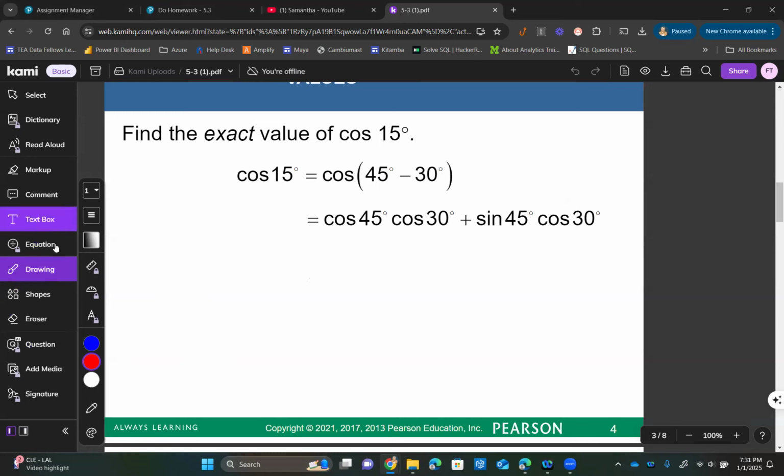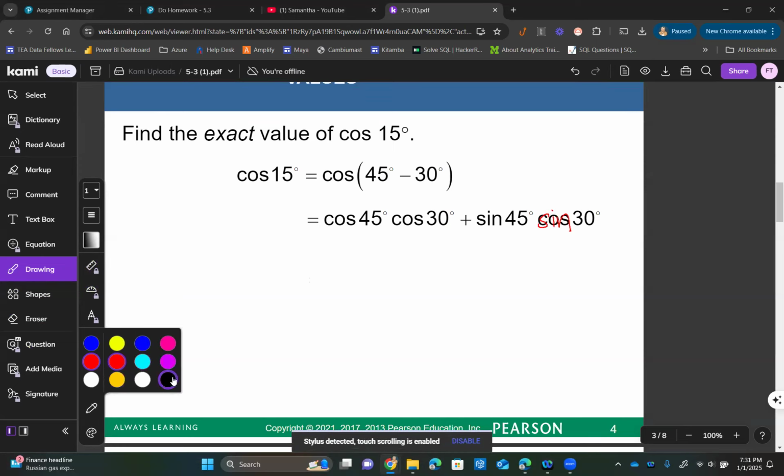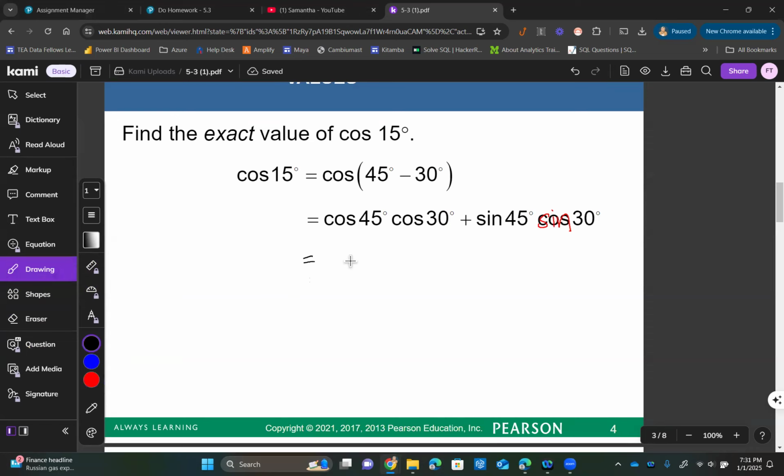So there's a mistake with the book work here. This one over here should be sine 30, not cosine. So what it means is now cosine 45 is root 2 over 2 and cosine of 30 is root 3 over 2. Sine 45 is root 2 over 2. And then we also need sine of 30, which is 1/2. When we multiply these, the numerators will give us root 2 times root 3, which is radical 6, and 2 times 2 is 4. Here, I'm going to get root 2 over 4, and this answer is correct.